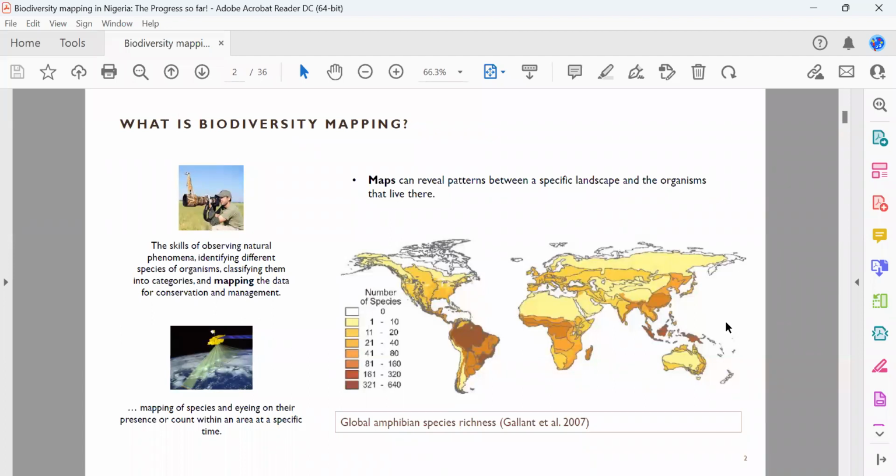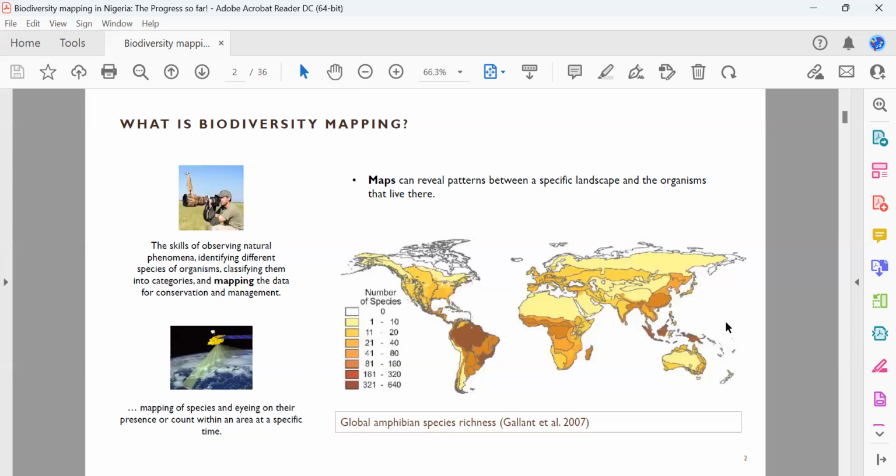Okay, so what is biodiversity mapping? There are several definitions for biodiversity mapping, but it is actually the skills of observing natural phenomena, identifying different species of organisms, ranging from reptiles to amphibians to mammals, birds, insects of different varieties, forms, and classifying them into categories, either families, classes, genus, and others, and mapping the data for conservation and management.